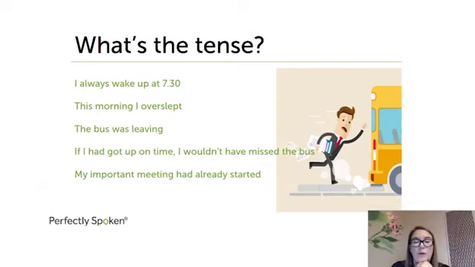Okay, so I always wake up at 7:30. This morning I overslept. The bus was leaving. If I had got up on time, I wouldn't have missed the bus. And my important meeting had already started. So pause the video and see if you can tell me what's the tense that's being used in each of these 5 sentences. Pause the video and then we'll check together in a minute.